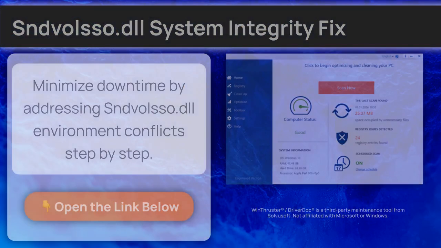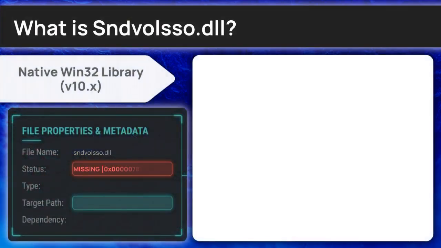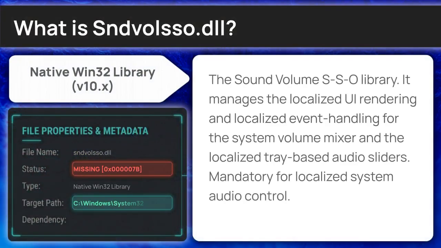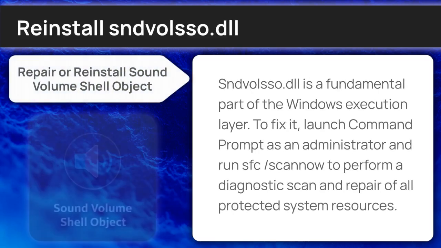This is the Sndvolsso library, the sound volume SSO library. It manages the localized UI rendering and localized event handling for the system volume mixer and the localized tray-based audio sliders, mandatory for localized system audio control. Since we've covered what this file is, let's move to the primary fix. Sndvolsso is a fundamental part of the Windows execution layer.